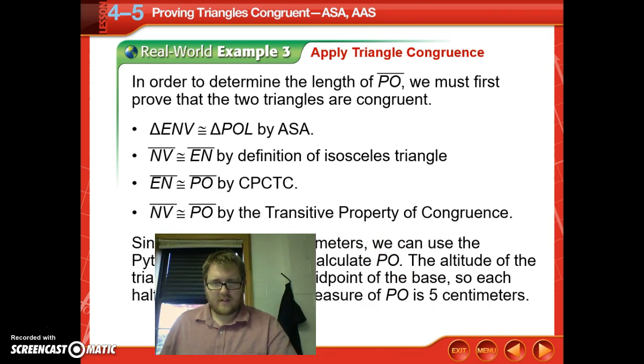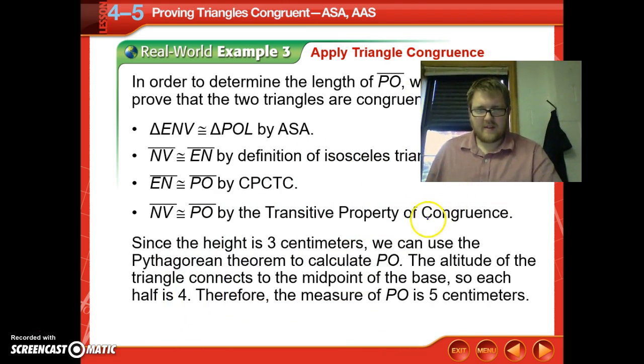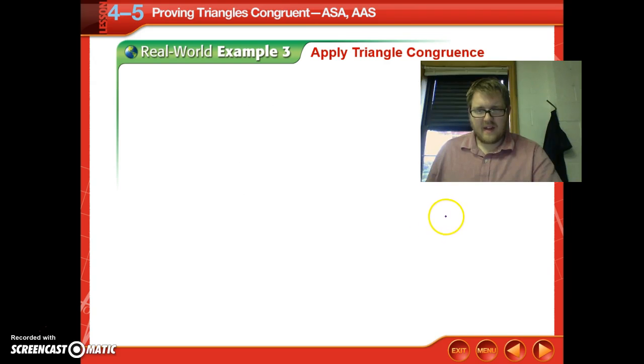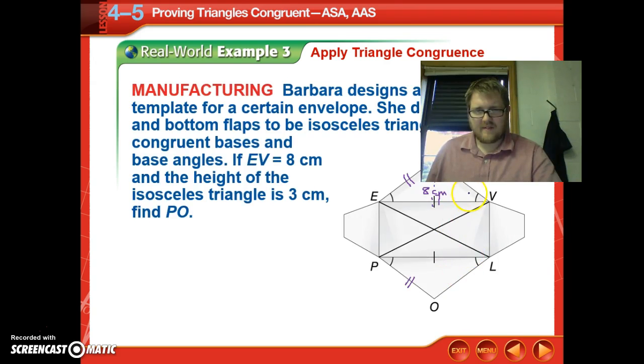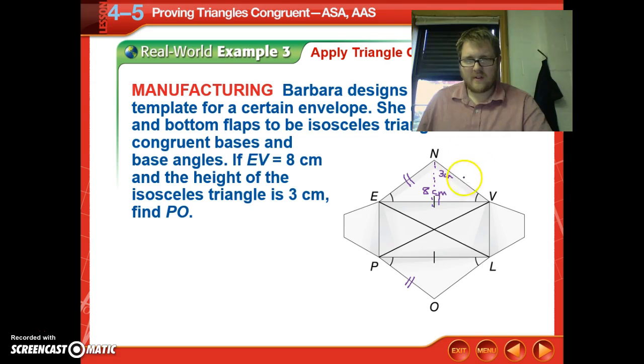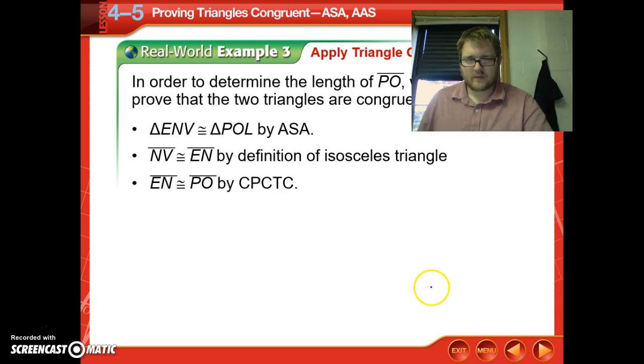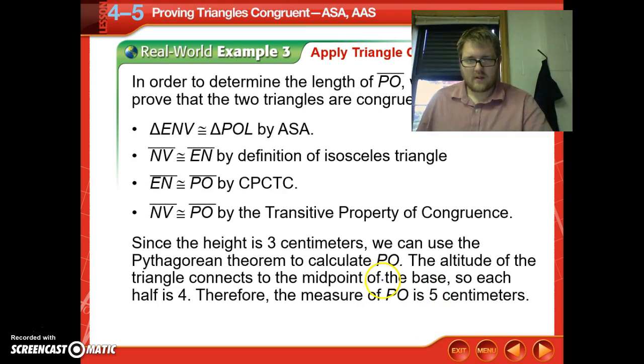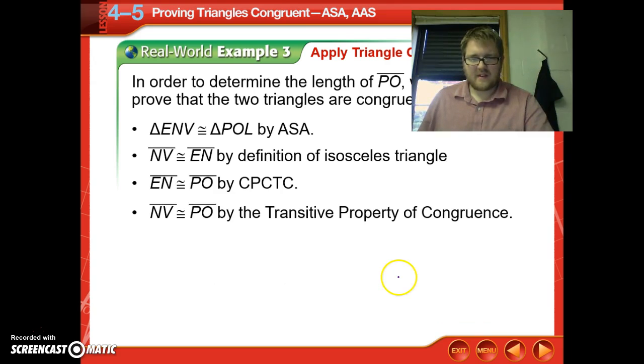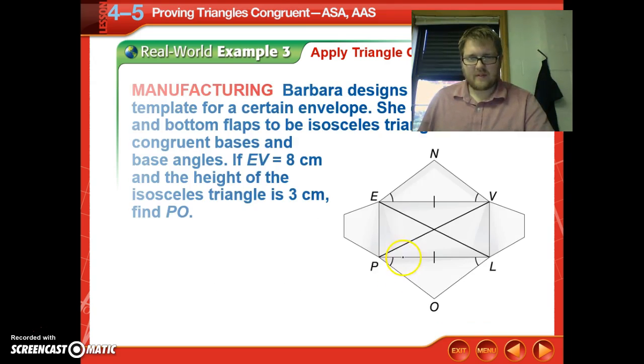So then we also know by the transitive property, if we go back here, that NV has to equal PO because it is an isosceles triangle. So now the height is 3 centimeters. We can use the Pythagorean theorem to find PO. The altitude of the triangle connects to the midpoint of the base. So let's look at that.